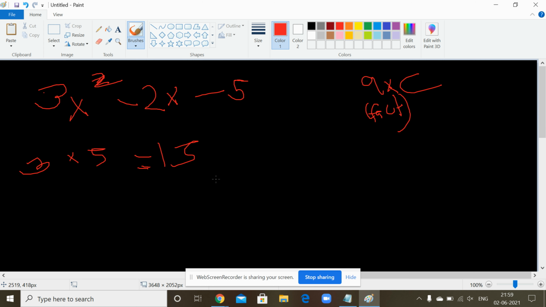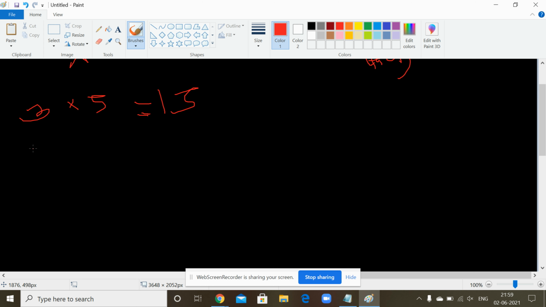A multiplied by C's factors. So what are the factors of 15? That means, like in that one, 1 comma 15. 2 is not there. 3 comma 5. These are the only two factor pairs of 15.